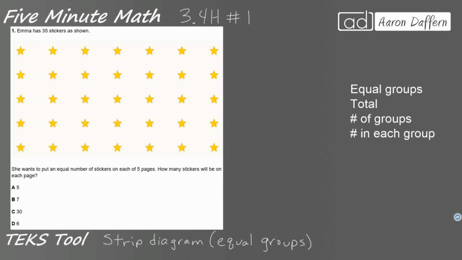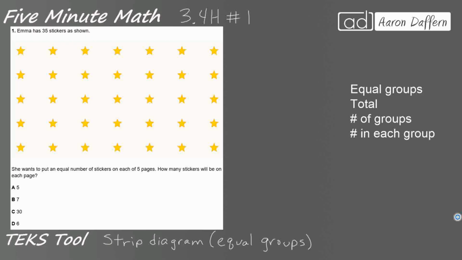Today we are looking at the TEKS tool, strip diagrams, specifically equal groups. We are working with a problem related to TEKS 3.4H, and we'll do it in 5 minutes or less. If you haven't done so already, please go ahead and take a moment to pause the video, work this problem out on your own, unpause it, and we will look at our answers together.